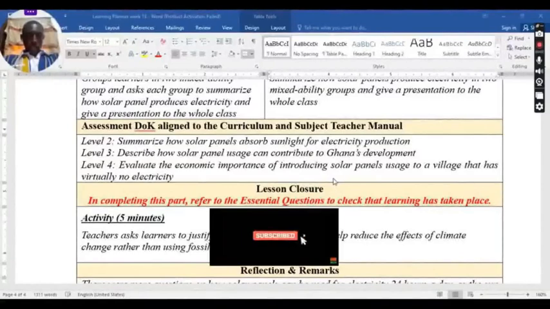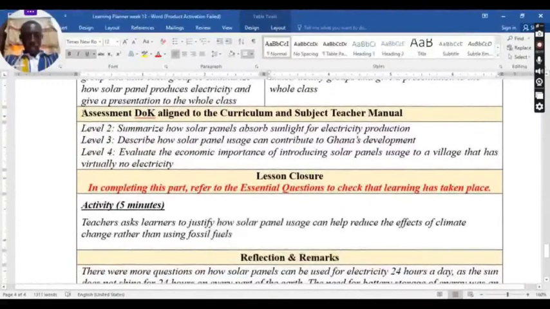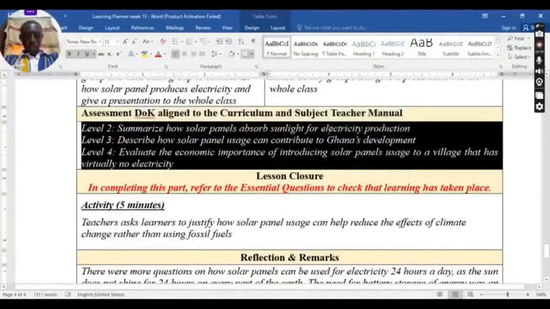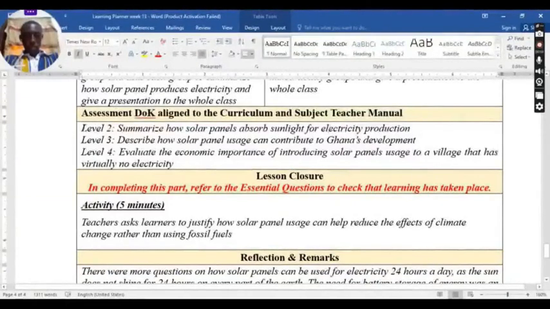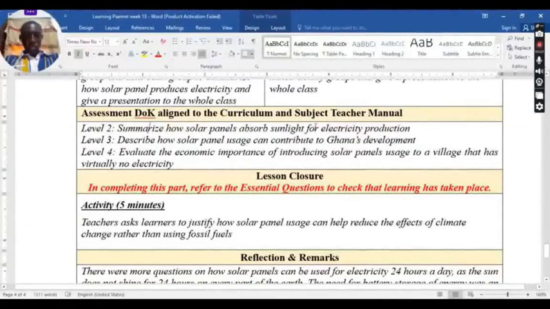Alright, so let's look at assessment. So assessment is also different from that in lesson 1. So look at the assessment. Let me highlight it, level 2. So I did level 1 in lesson 1, so I think it's enough. Let's go to level 2. Of course, I can also still bring level 1 again in this assessment. Summarize how solar panels absorb sunlight for electricity production.